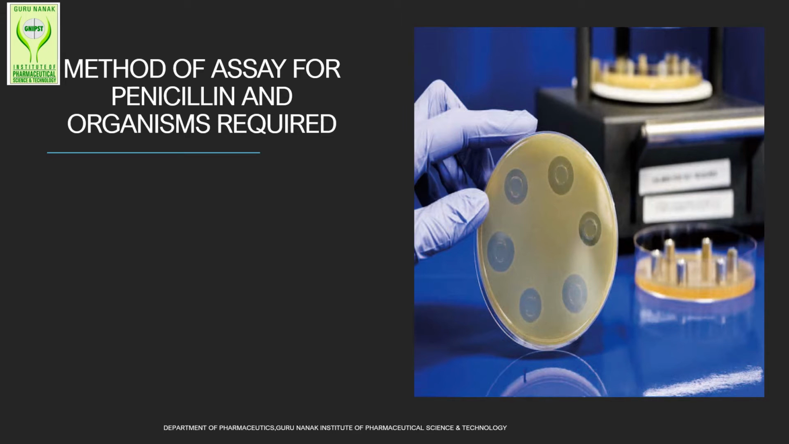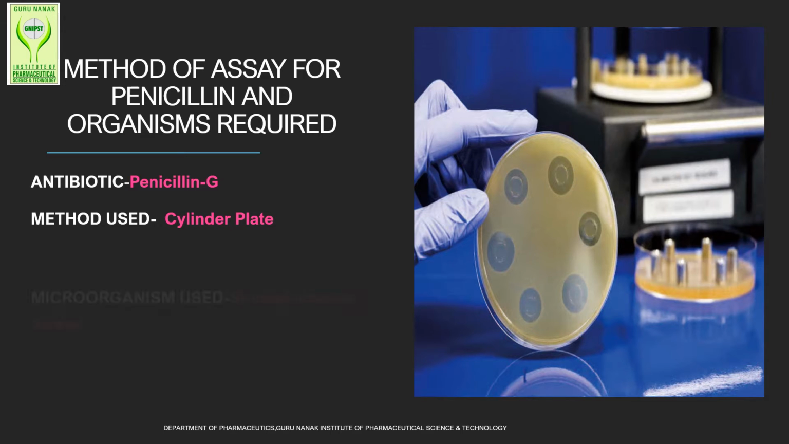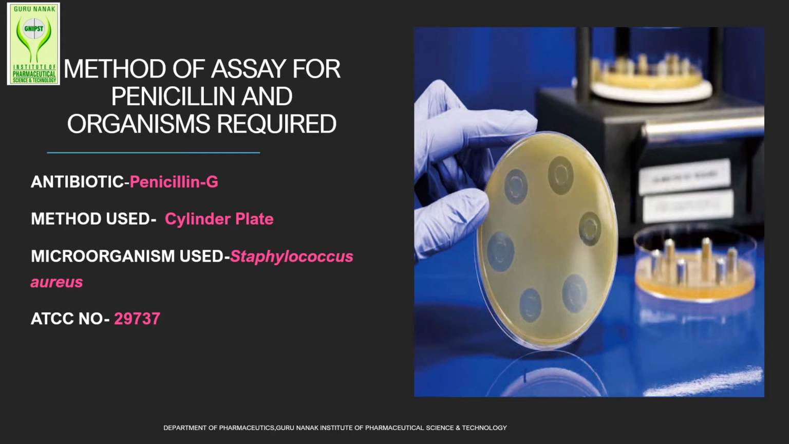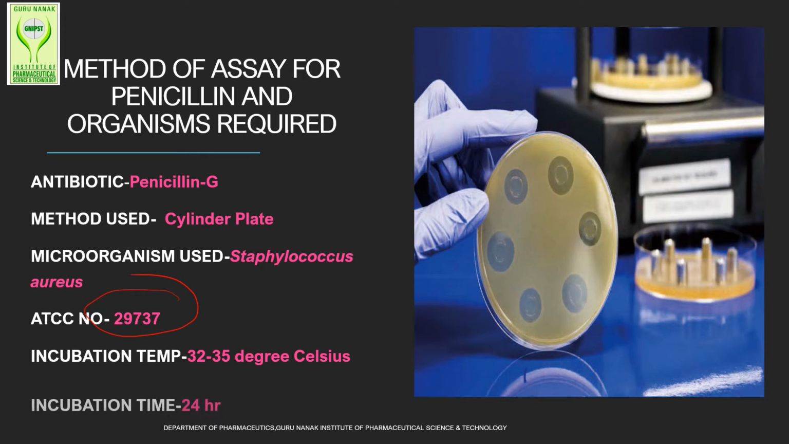Let us now study the method of assay for penicillin and the organism required. We are taking the antibiotic penicillin G for this particular assay. The method used is called cylinder plate or cup plate. The microorganism used is Staphylococcus aureus with ATCC number 29737. Incubation temperature for the method will be around 32 to 35 degrees Celsius and the incubation time is 24 hours.